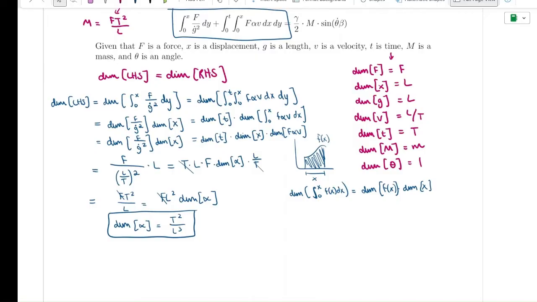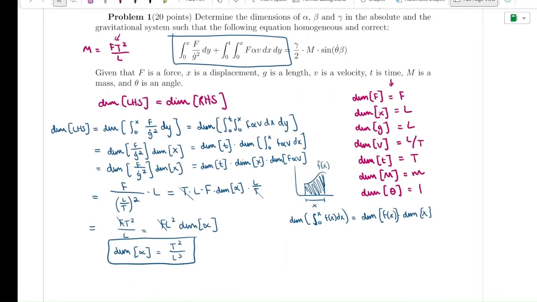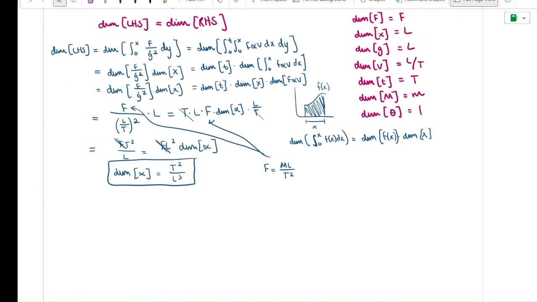Alternatively, if you wanted to do this in the absolute system, you would have F equals m L over t squared. You can plug that into all these values of F here. And then when you simplify, you realize you get the same result, right? Because these F's will cancel. So in the end, the absolute and gravitational system give the same result.